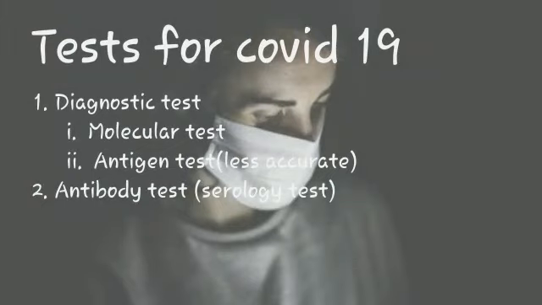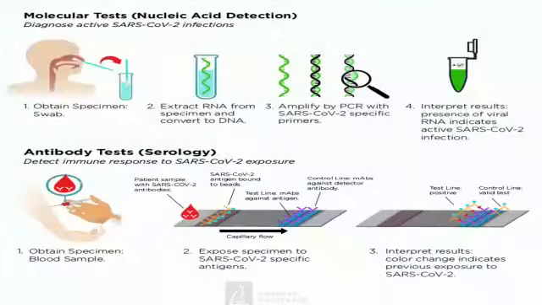Tests for COVID-19 include the diagnostic test and the antibody test. Diagnostic tests include molecular tests, which involve amplifying and interpreting through primers of COVID-19. Antibody tests include detection through capillary flow of antibodies and noting the color change when exposed to COVID antigen.